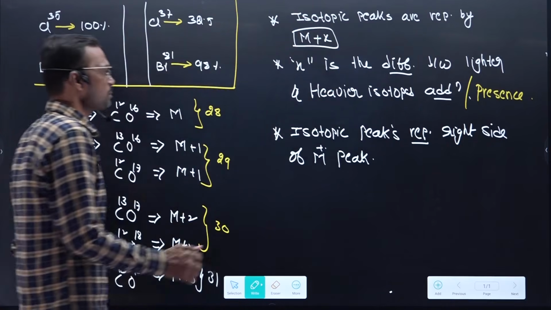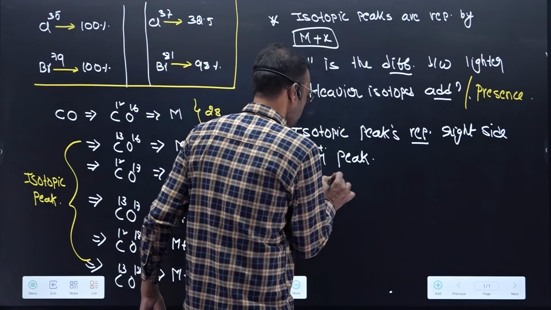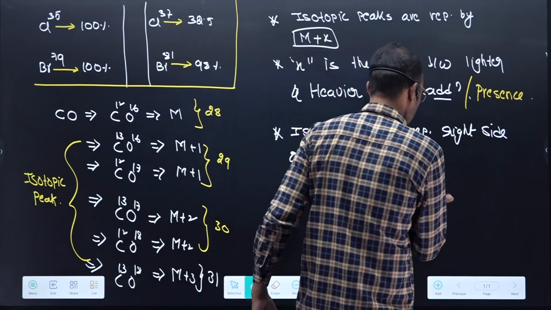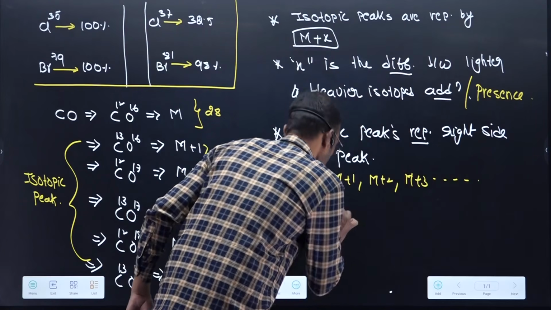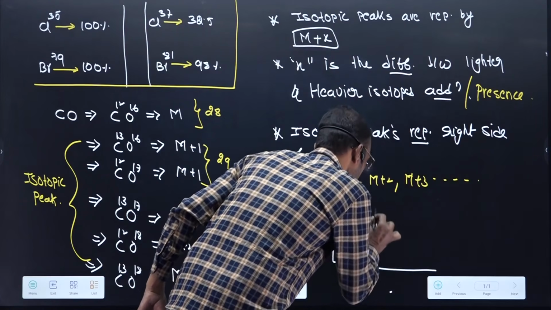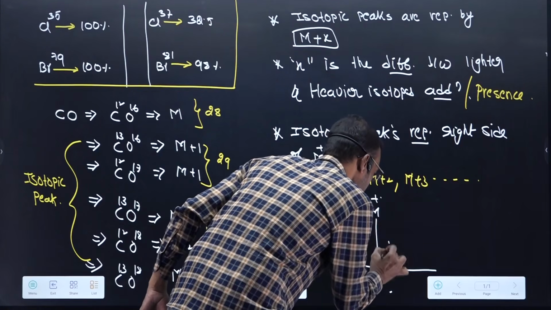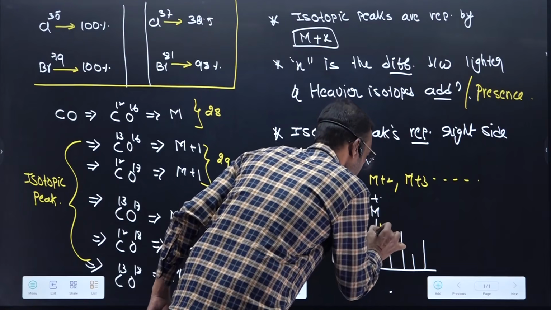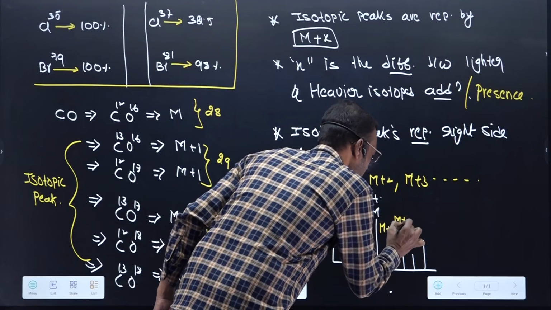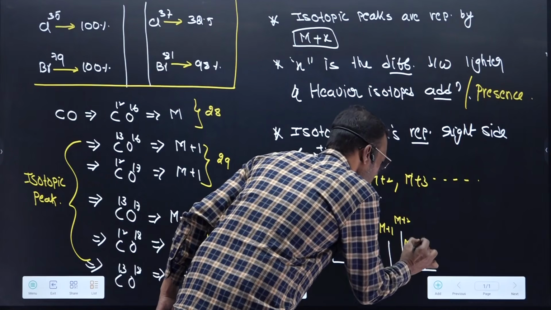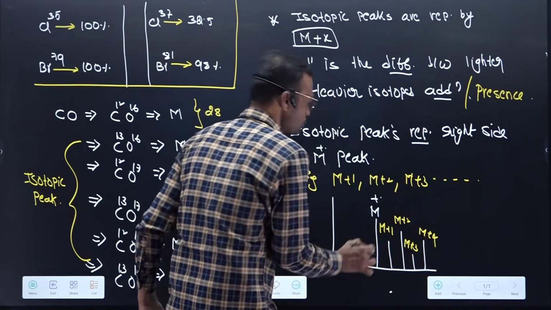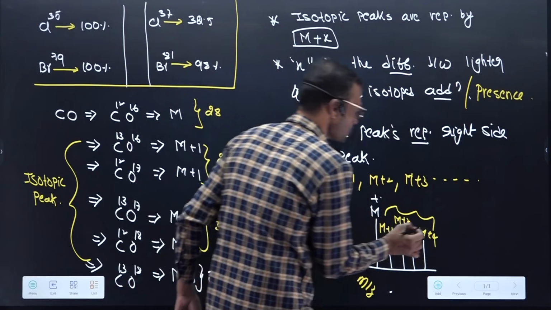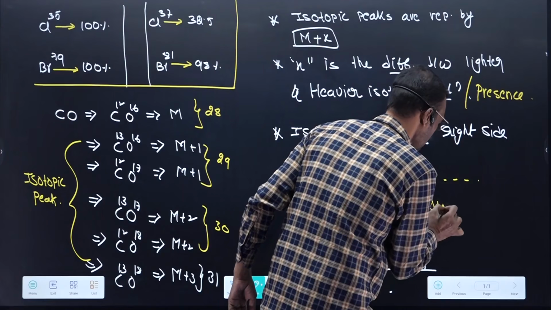Commonly, the isotopic peaks are represented by M plus 1, M plus 2, even M plus 3, like this we can write. So this is the complete representation of an isotopic peak. See, this is the molecular ion peak, this is the second peak, third peak, and fourth peak. So I can say it is M plus 1, here M plus 2, third M plus 3, and this is M plus 4. These peaks, with their intensity percentage, are called isotopic peaks.